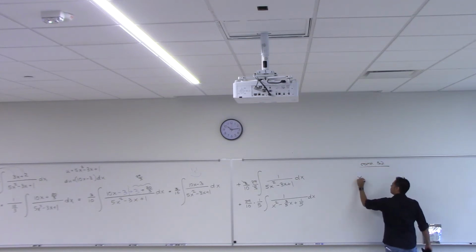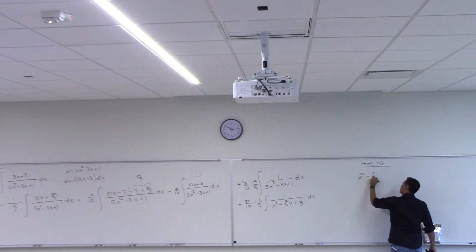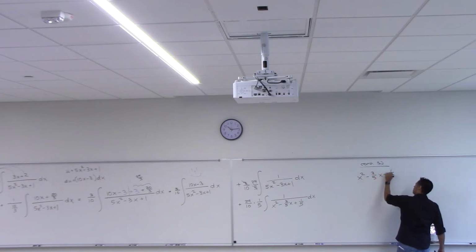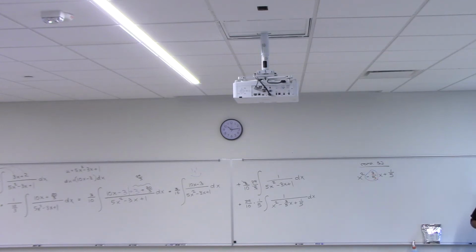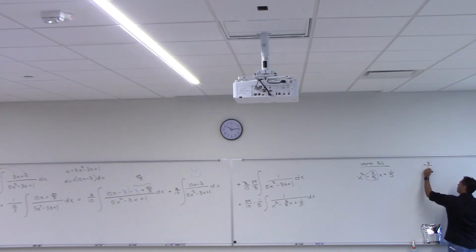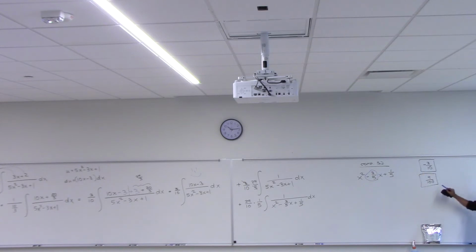So you have x squared minus 3/5 x plus a 5th. We're going to take the number in front of x right here and divide it by 2. So what happens when you divide that by 2? Minus 3/10. That's your first number, right? That's important. Second number is 9 over 100. Square it, 9 over 100 is your second number. That's the number you're going to add and subtract.